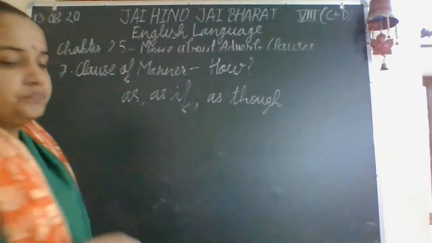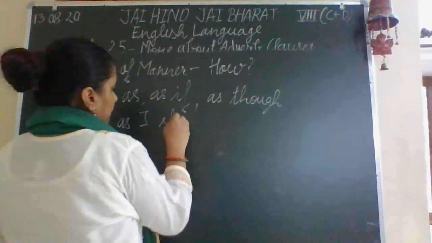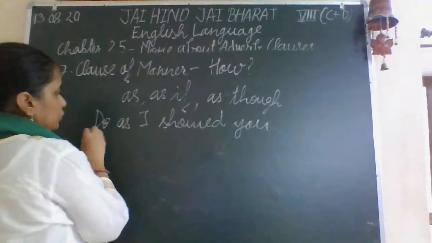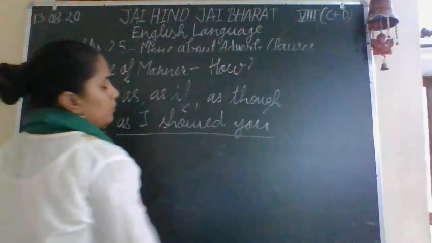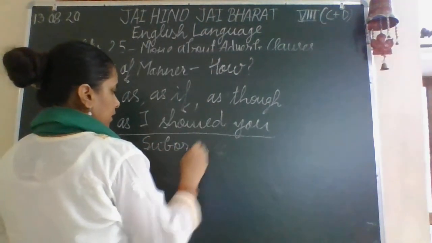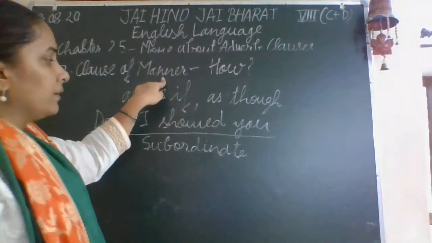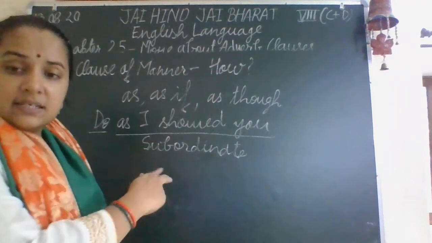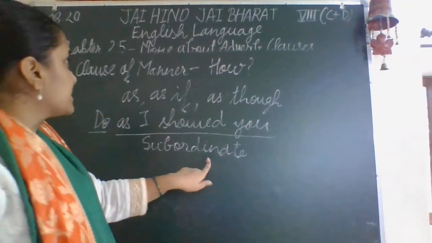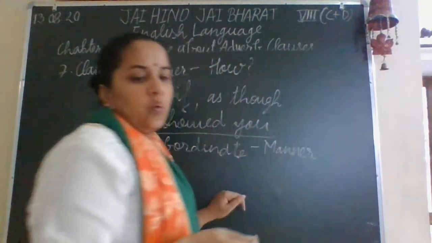For example, do as I showed you. Do as I showed you is the subordinate clause. And it is telling the manner, how you have to do the things as it is shown. So that's why this is the subordinate clause of manner. Let's take one more example.